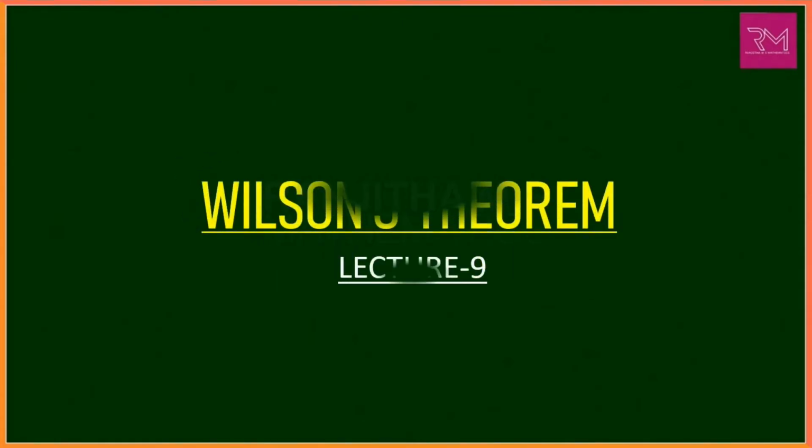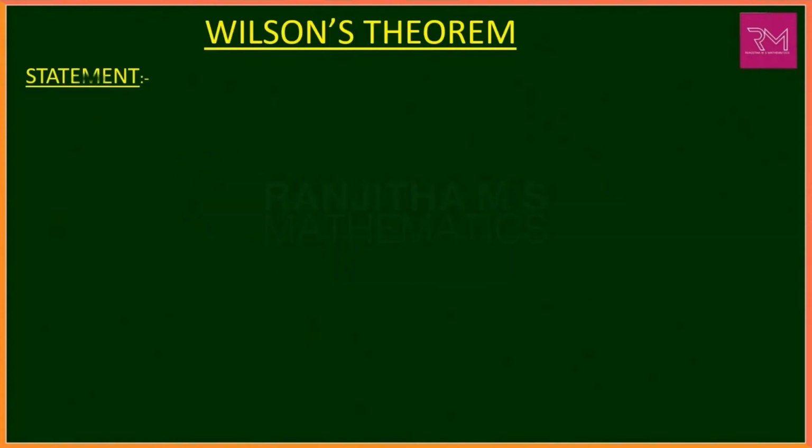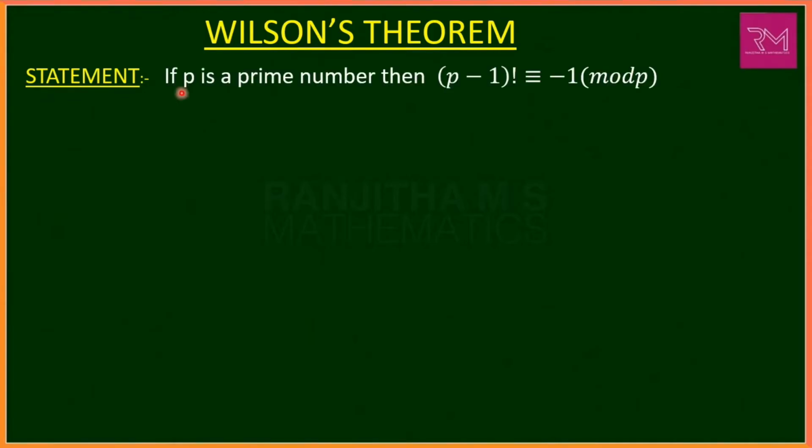This video is particularly about Wilson's theorem. Wilson's theorem states that if p is a prime number, then (p minus 1) factorial is congruent to minus 1 modulo p. Here, if we consider p as a prime number, then we can write the congruency as (p minus 1) factorial is congruent to minus 1 under modulo p.